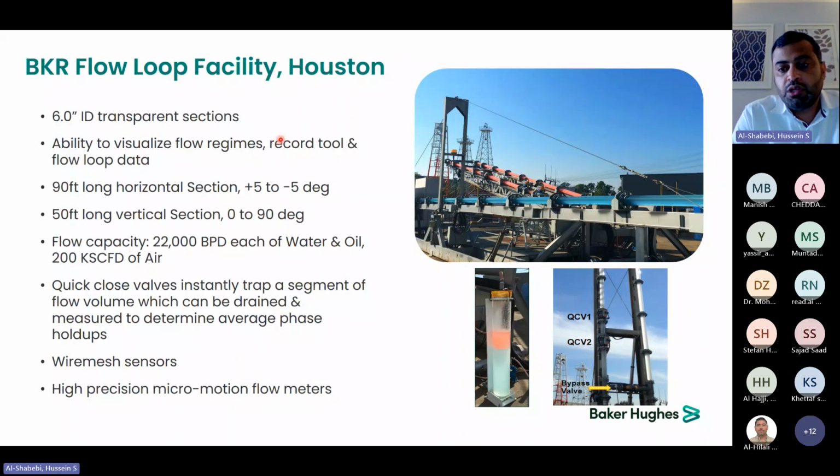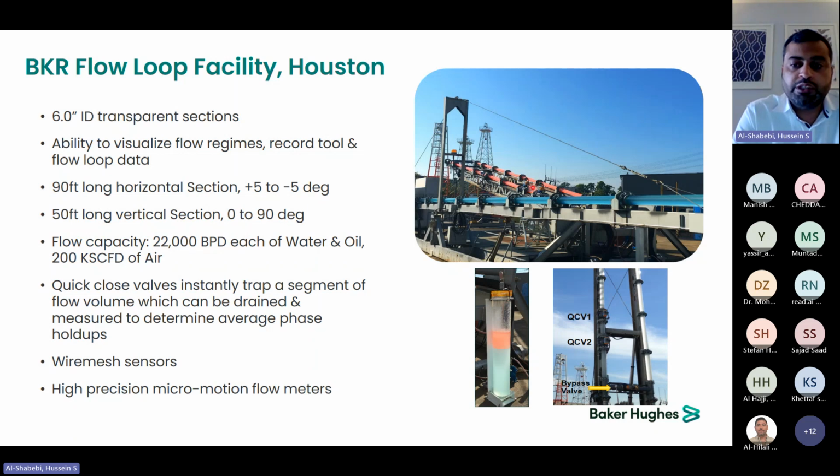We are at Baker Hughes. Usually we perform and investigate all our tools in our flow loop in Houston to check the sensors, window operation, the limitations of the tools, where to apply them, etc. For example, in this image, we have two pipes, and these two pipes are 6-inch ID. These pipes are transparent, so we can visualize the flow regime. The horizontal one over here, the blue pipe, is 90 feet long. It is almost horizontal, plus or minus 5 degrees.